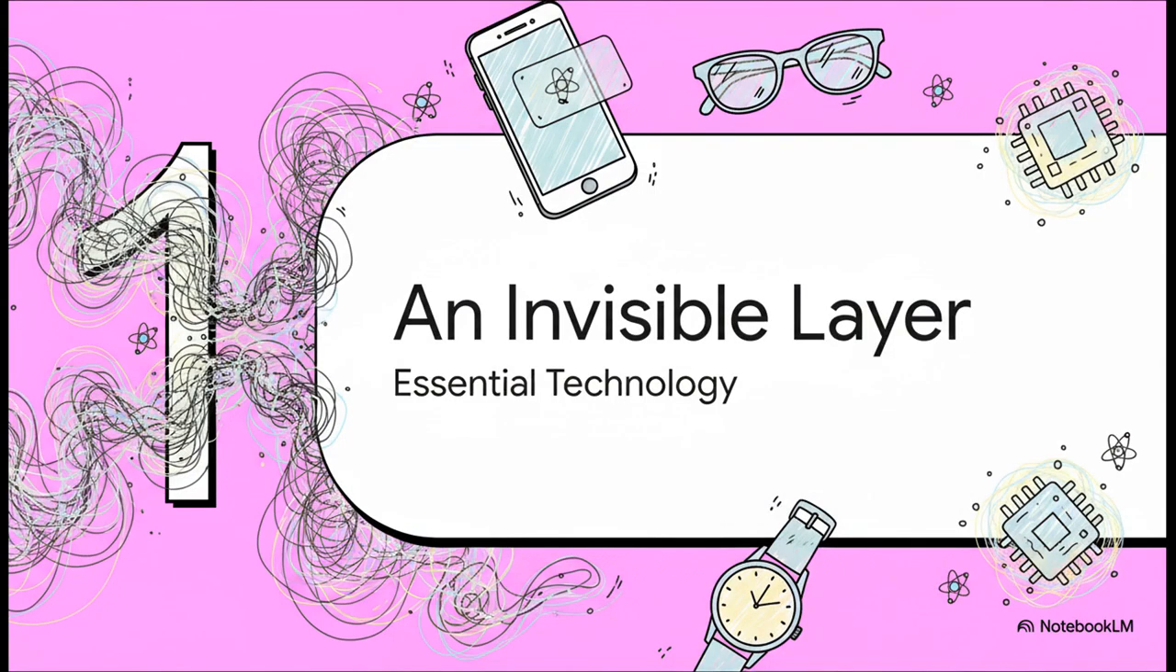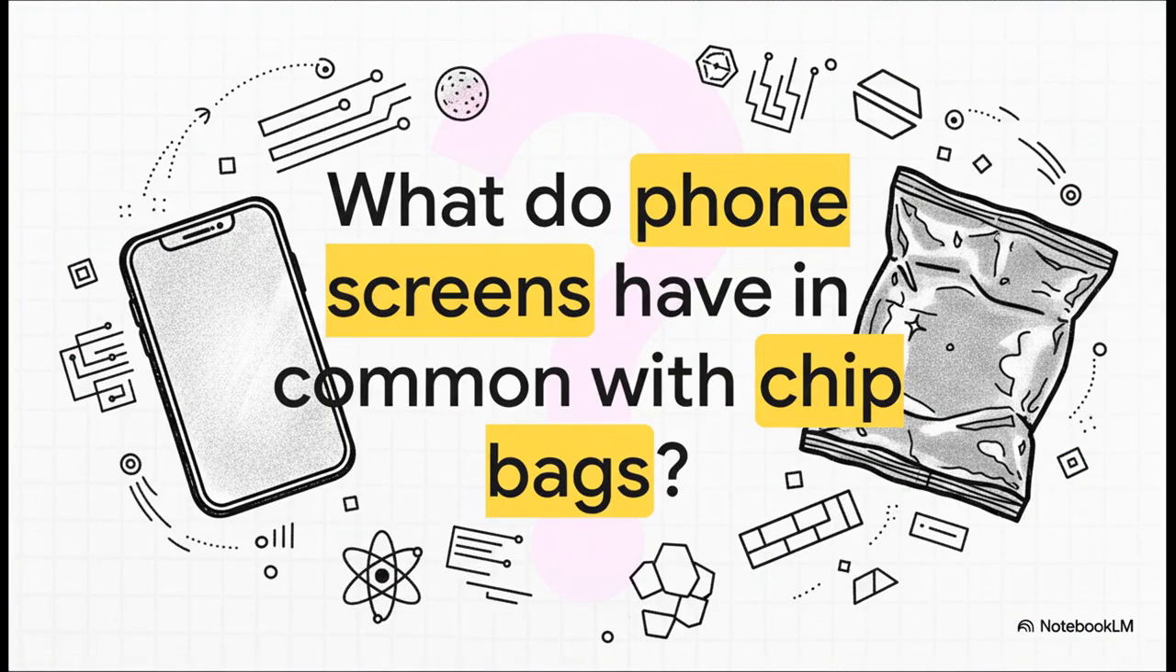So let's start with a bit of a mystery. See, the everyday objects all around us are covered in secrets. Specifically, these invisible, ultra-thin layers that give them some of their most amazing properties. So what is the connection? What could a high-tech piece of glass possibly have in common with a snack food? Well, the answer reveals one of the most fundamental technologies of the 21st century.